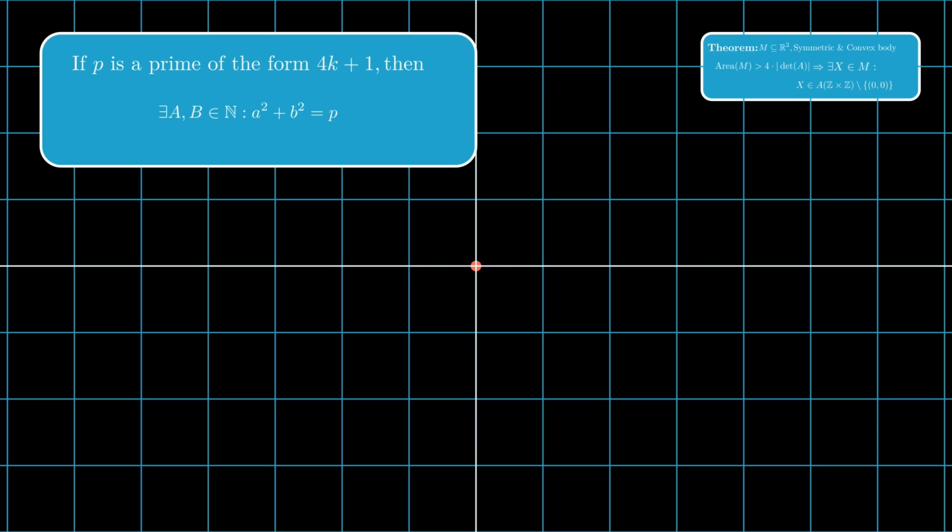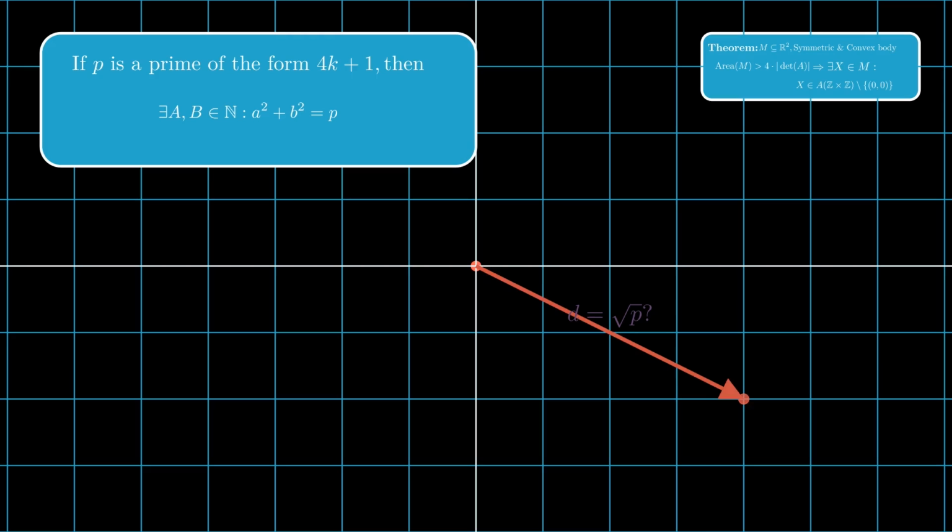One way to think about sums of squares is to think about distances. The Pythagorean theorem tells us that the sum of squares of components of coordinates of a point is the square of the distance from the origin to that point. So for any p of the form 4k plus 1, we're looking to find some integer point such that it is square root of p away from the origin.